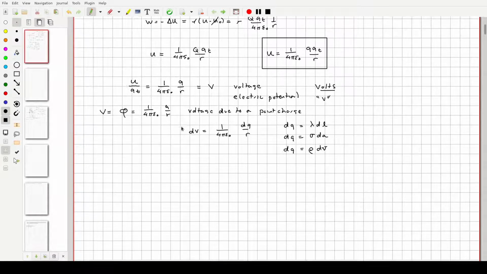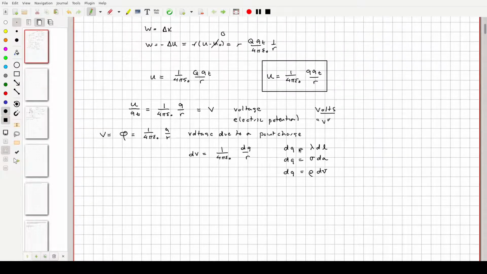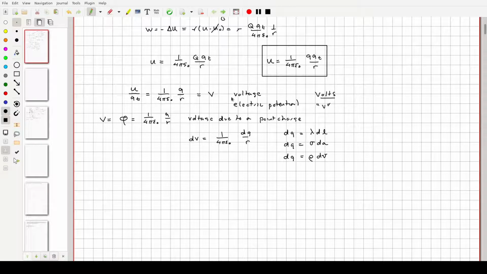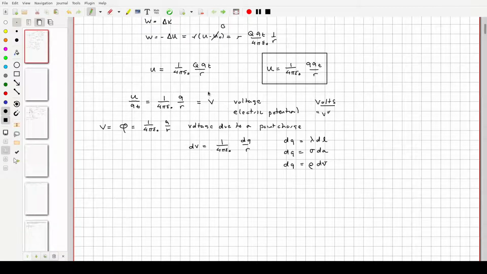So that said, now we actually have a pretty useful relationship here, because what this does is give us a relationship between potential energy and voltage. And voltage is something that you can measure very easily. They have these things called potentiometers or voltmeters. You can pick one up at Ace Hardware or Lowe's or whatever it is. It's got two little wires on it, and you use it to measure the potential difference between things.